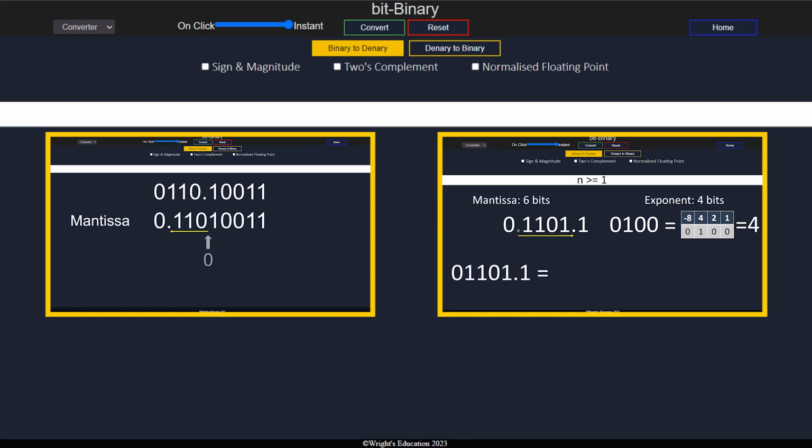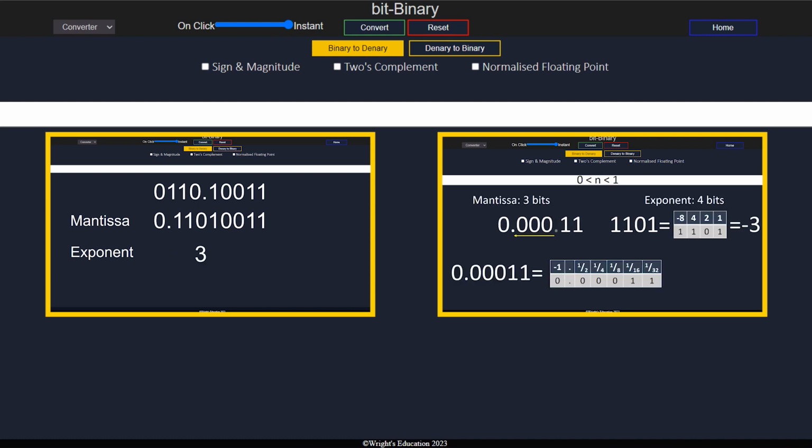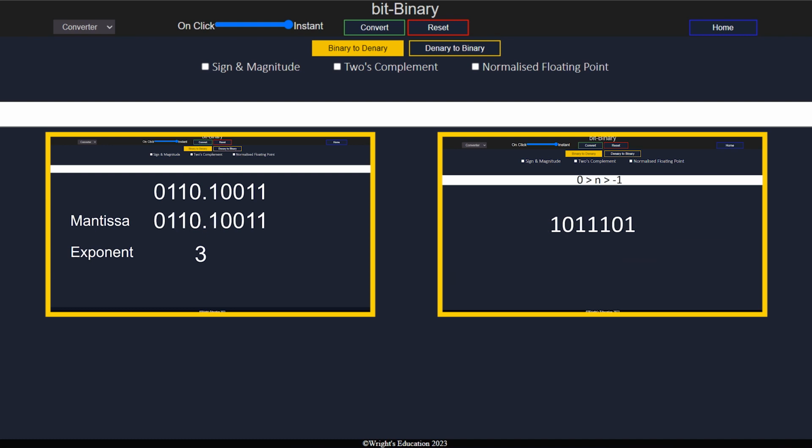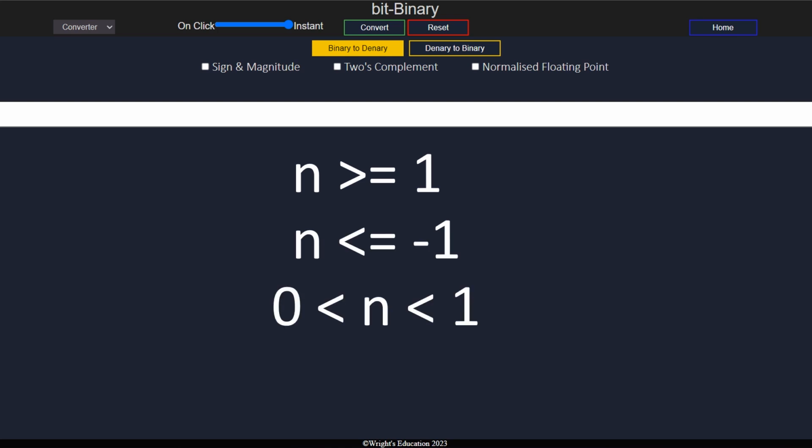In the previous videos, we have looked at what normalized floating point means and how to convert from binary normalized floating point to denary. It is recommended to watch those before this one. There are once again four types of numbers to convert: numbers 1 and above, negative 1 and below, between 0 and 1, and between 0 and negative 1.